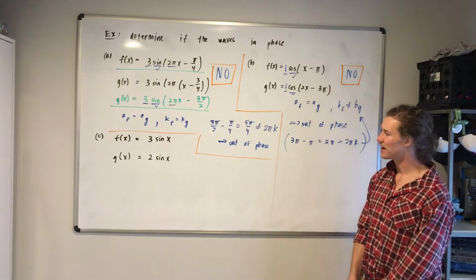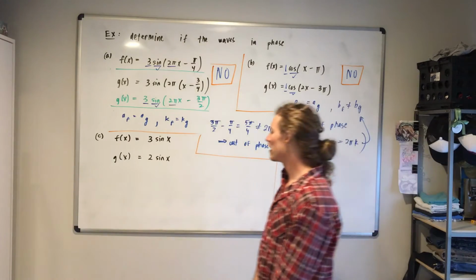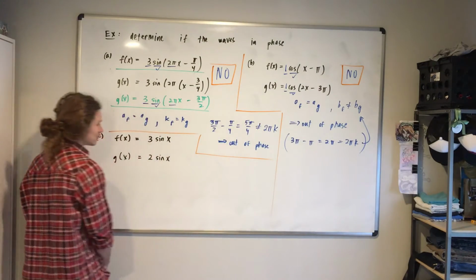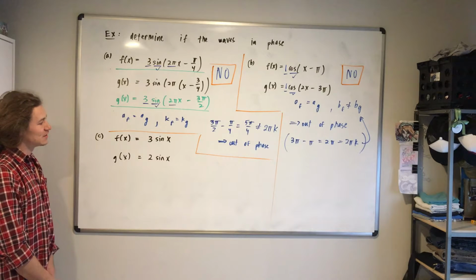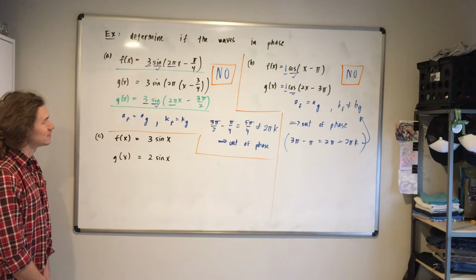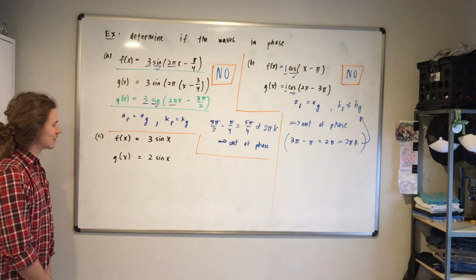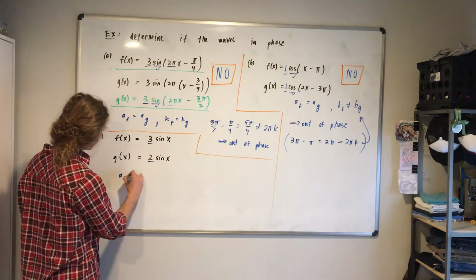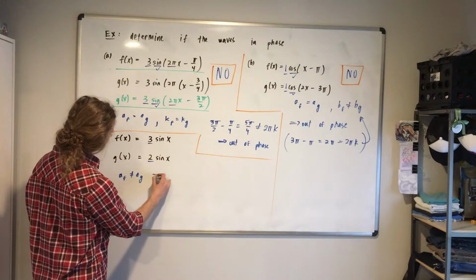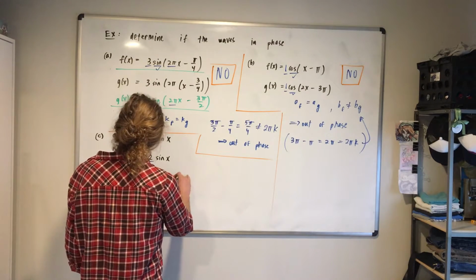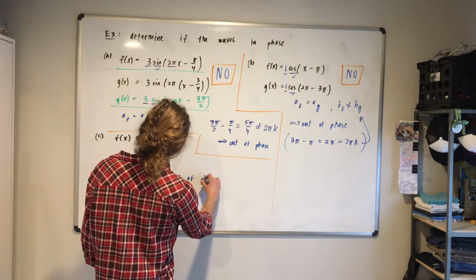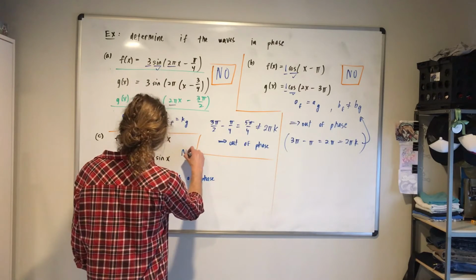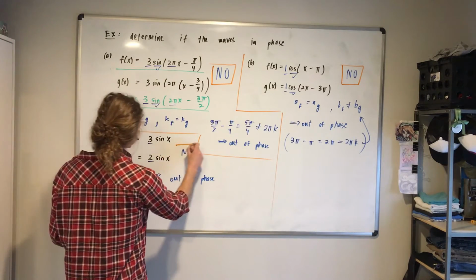Now let's finally look at C, where we have f(x) equals 3 sine x and g(x) equals 2 sine x. So if we want to determine if these two waves are in phase, we would start and notice here immediately, hey, a_f does not equal a_g, therefore these waves are out of phase. So again, we can answer no to our question.